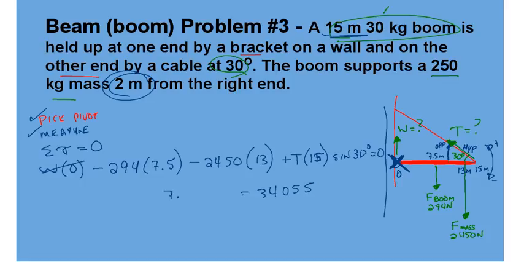So I'd have 7.5 T equals... I already had an equal, didn't I? All right, let's take that out. Big eraser. Okay, and if I take the 34,055 and divide by 7.5, then I'd get 4,541 newtons. That's what the cable has to hold. That's the tension in the cable right there.